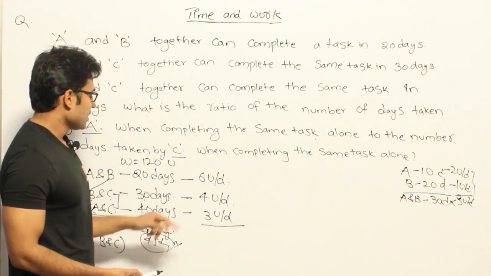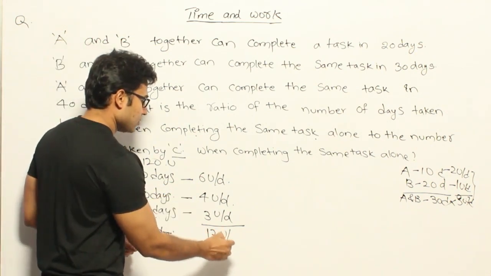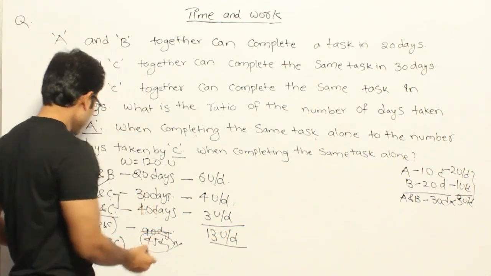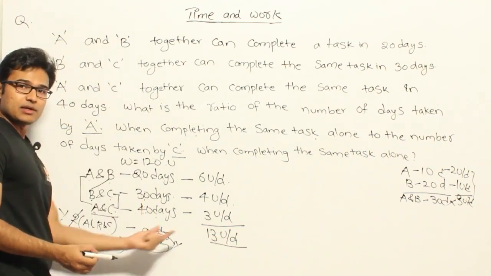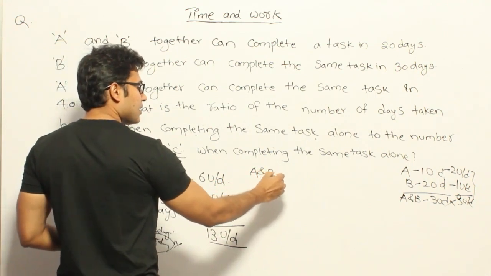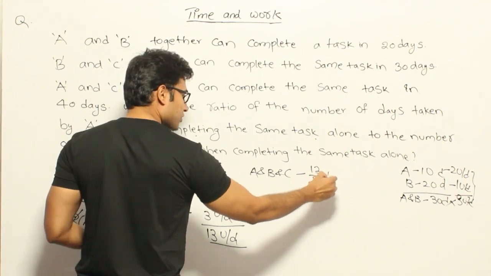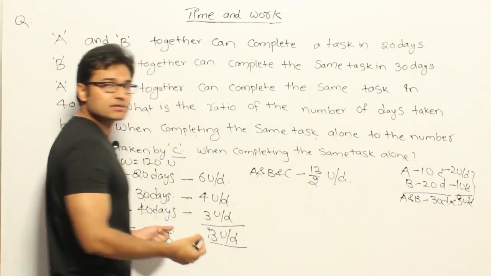So, how much is it? 9 plus 4, 13. 13 units per day. So, 2 into A and B and C is 13 units per day. Therefore, A and B and C, their combined rate is going to be 13 by 2 units per day. Are you able to get this?